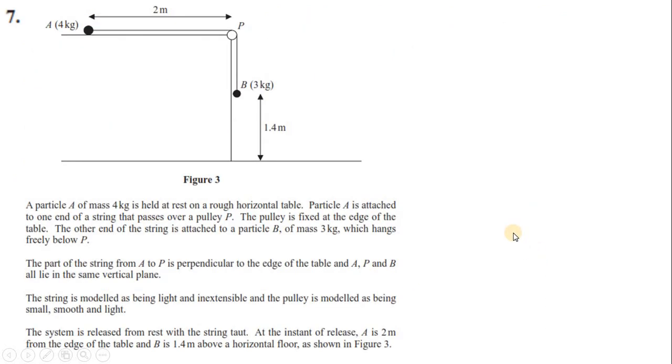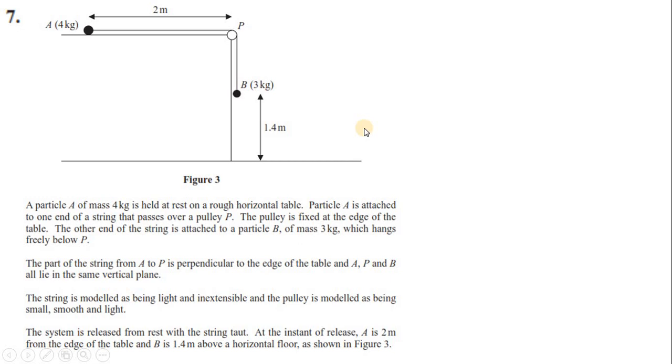Question number 7. A particle A of mass 4 kg is held at rest on a rough horizontal table. Particle A is attached to one end of a string that passes over a pulley P. The pulley is fixed at the edge of the table. The other end of the string is attached to a particle B of mass 3 kg which hangs freely below P. The part of the string from A to P is perpendicular to the edge of the table, and A, P, and B all lie in the same vertical plane. The string is modeled as being light and inextensible, and the pulley is modeled as being small, smooth, and light.